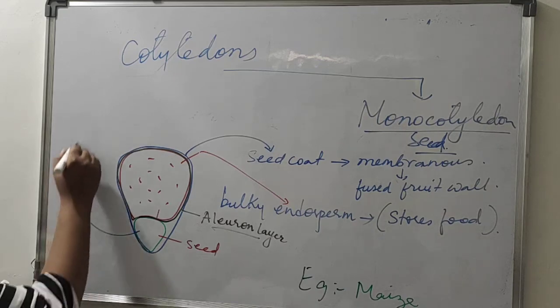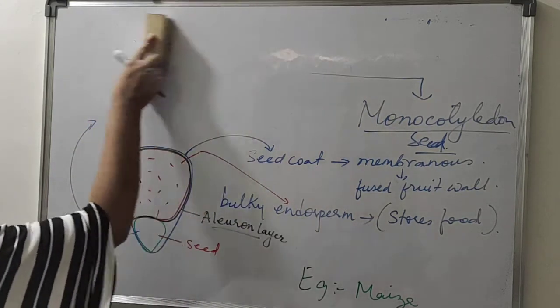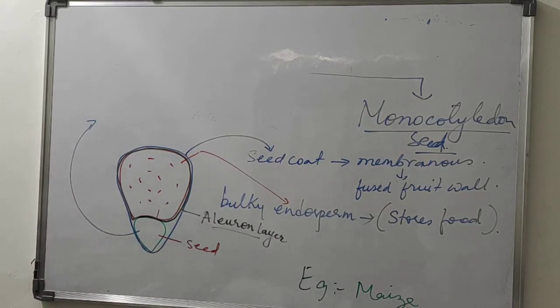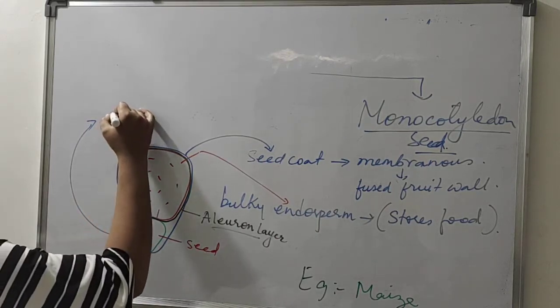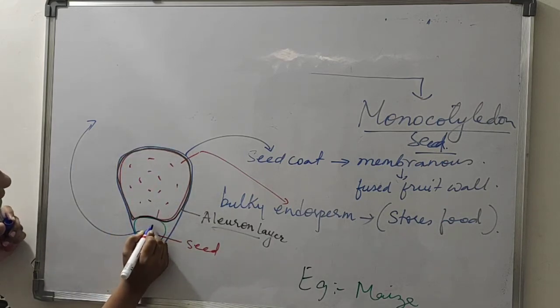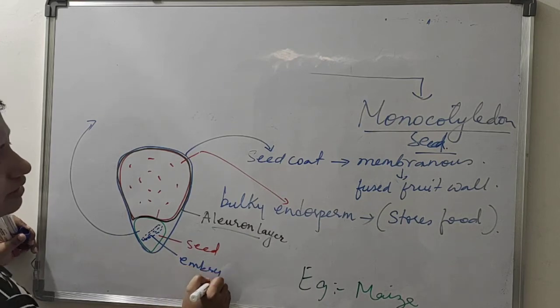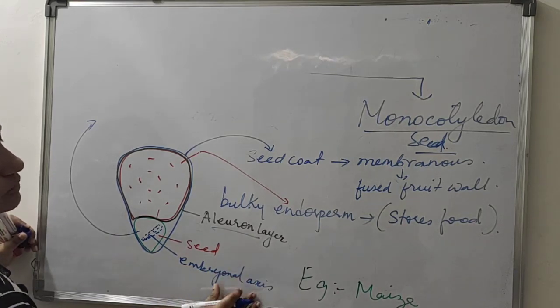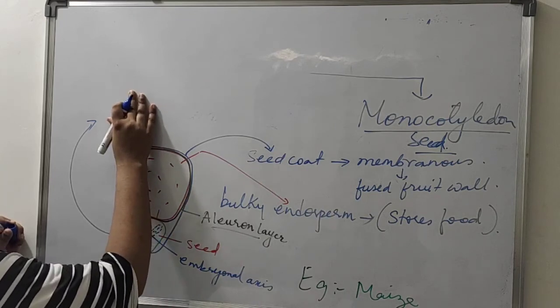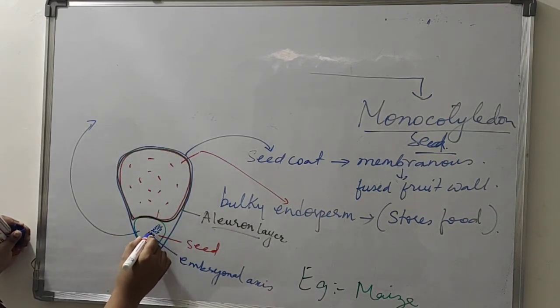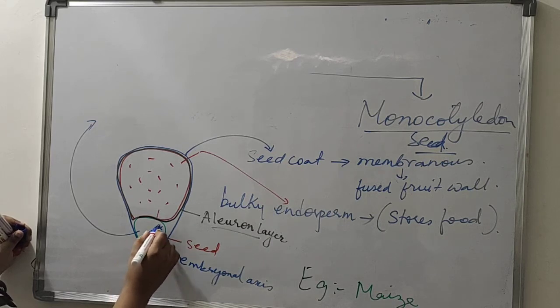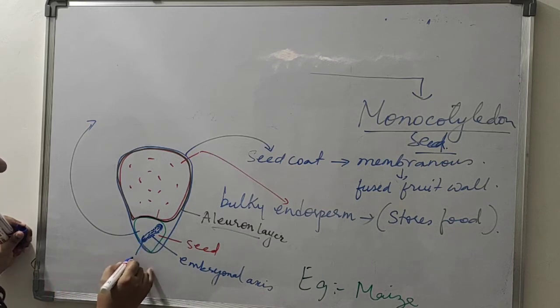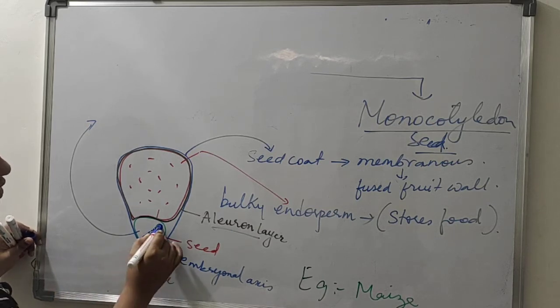Now, how is the structure of this seed? In between, it has an embryonal axis. As we have seen the embryonal axis in the dicotyledon seed, in the same manner they also have an embryonal axis, in which the tip portion is the plumule and the bottom base portion is the radicle. Here is the radicle and the tip portion is the plumule.